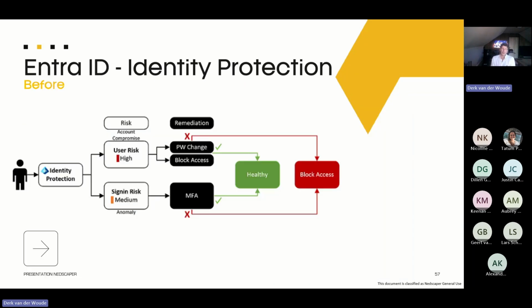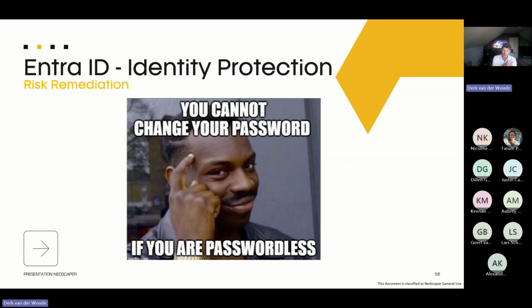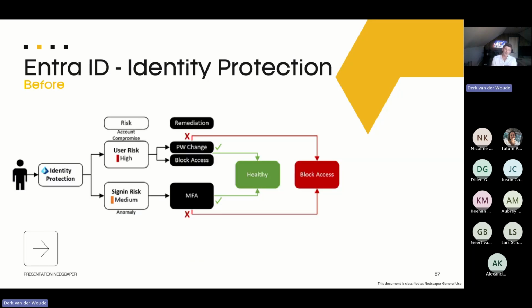The second thing, and we'll go a little bit deeper in this one because I have been waiting for it for a really long time, and that's identity protection, risk remediation. So before, if you had a compromised user, so the user risk was high, then you needed to do a password change for self-remediation and the user can continue to work. But if you have passwordless users, you cannot change their password, right? So with that, you needed to block access to the environment.